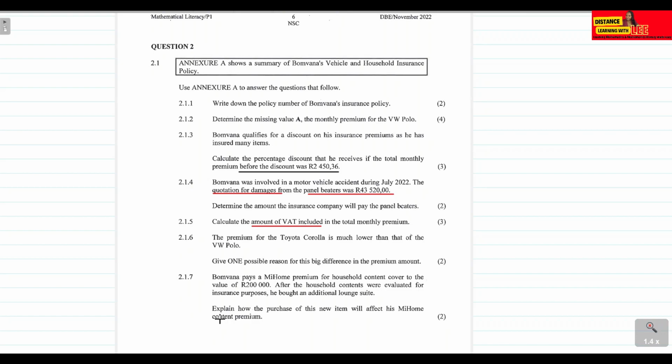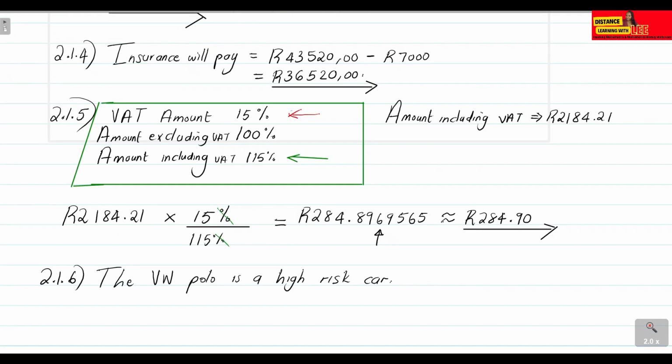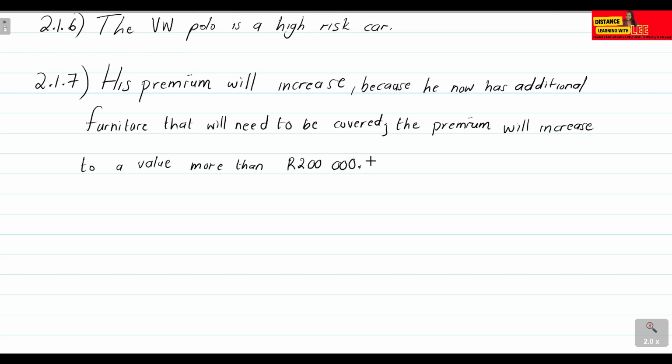Let us write that down. His premiums will increase because he now has additional furniture that will need to be covered. The premium will increase to a value more than 200,000.